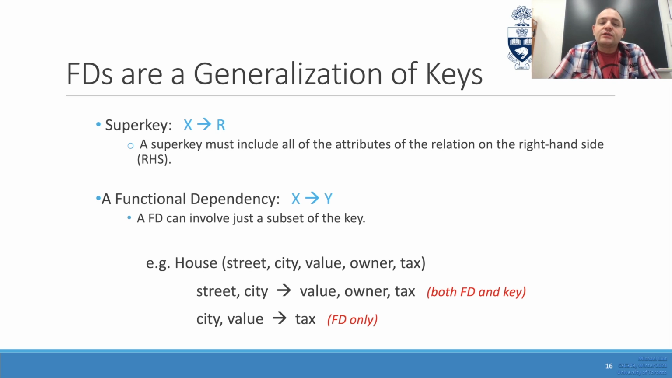It means that a functional dependency can involve just a subset of the key. So for example, we look at that house example where we had a street, a city, a value, an owner, and a tax amount. Well, if we know that our functional dependencies say street, comma, city infers value, owner, and tax, and city, comma, value infers tax, well, we're working within two spaces. Or we're working in the first one saying that it's both a functional dependency and a key, whereas in the second example, it's just a functional dependency. And we have to keep this in mind.